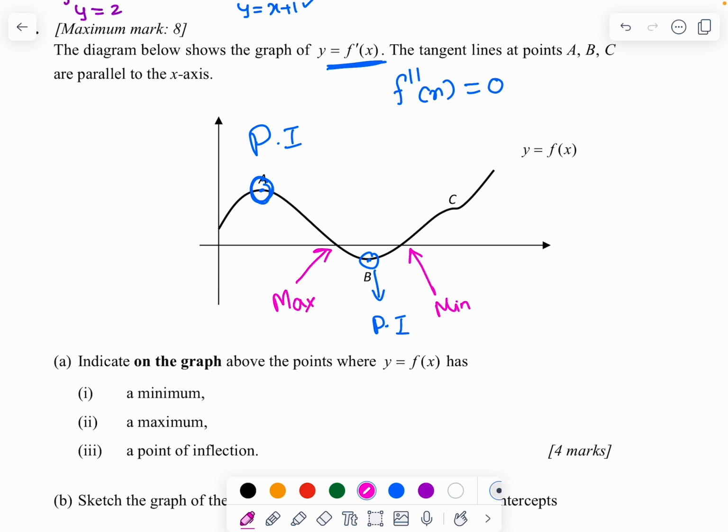Now, at a point of inflection, the concavity changes. And from where to where? At a point of inflection, it goes from concave up to concave down or concave down to concave up. At the minimum points and maximum points, the first derivative is 0. f prime x equals 0. So f prime x is equal to 0 at these two points.